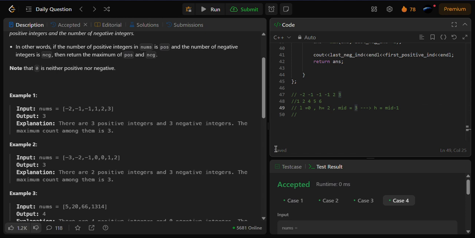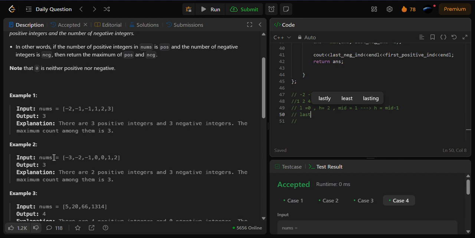So 0 plus 2 by 2, which is 1. So I will be looking at index 1. This is minus 2. So this is a negative number. Now I know that this minus 2 may be my last negative number.